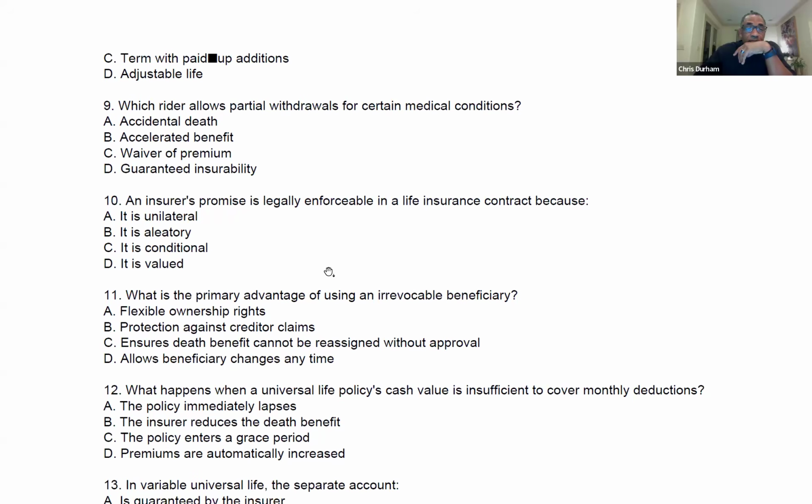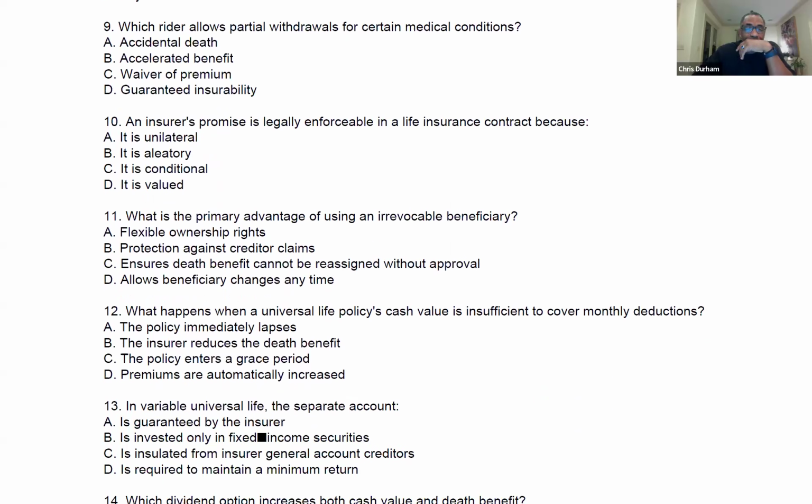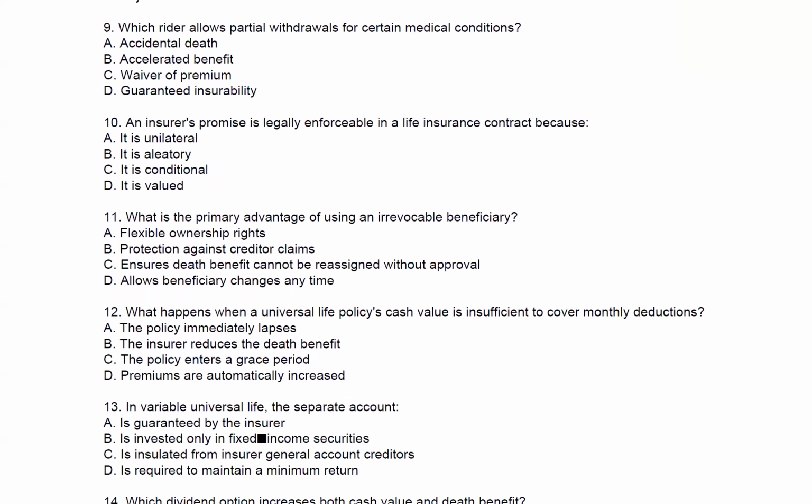It's saying it's basically the same thing. All right, next. An insurance promise is legally enforceable in a life insurance contract because of C, its conditions.